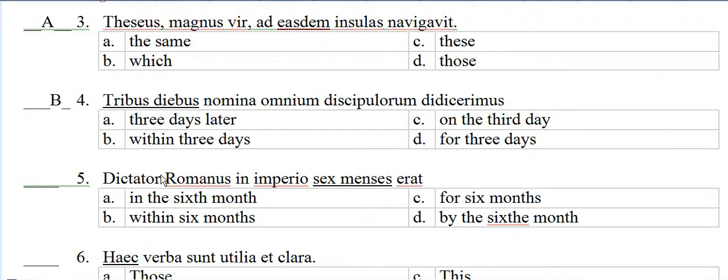Sex menses. Menses is in the accusative case, and therefore this is an accusative of time, and the correct way to translate an accusative of time is "for 6 months."